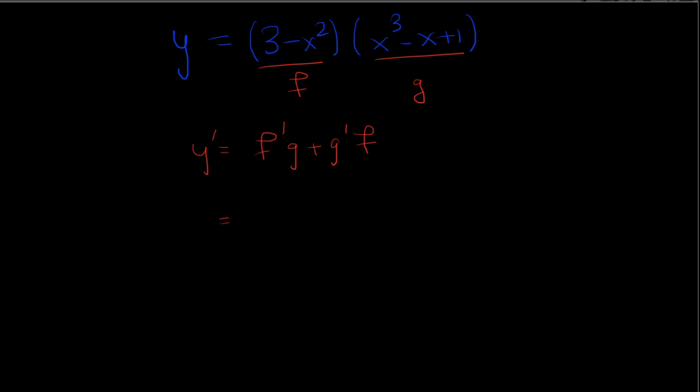Looking at f prime, the derivative of f is negative 2x. g is x cubed minus x plus 1, plus g prime, that's 3x squared minus 1, times f, which is 3 minus x squared. I can simplify here if I want, but for the purposes of this video, I'm just going to leave it in this form.